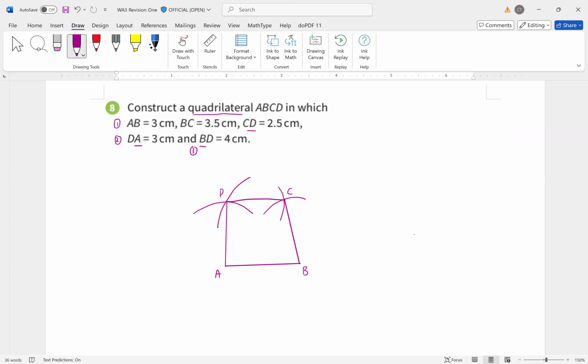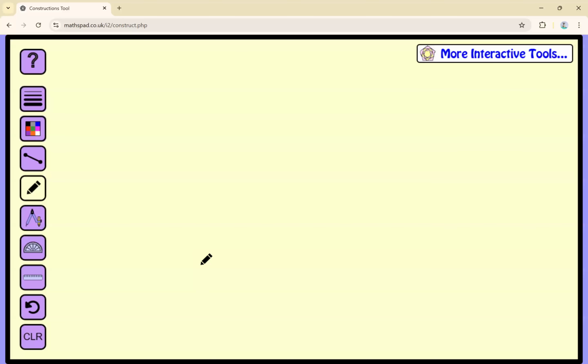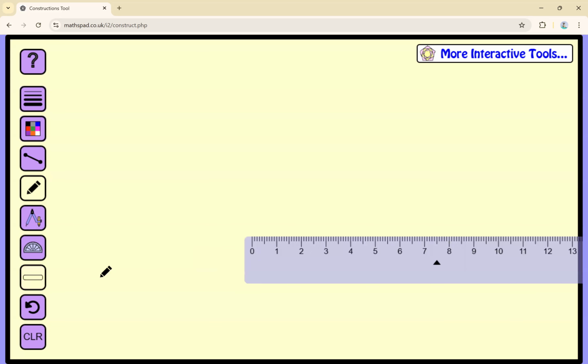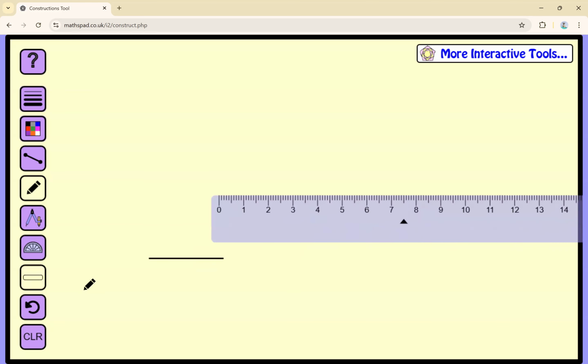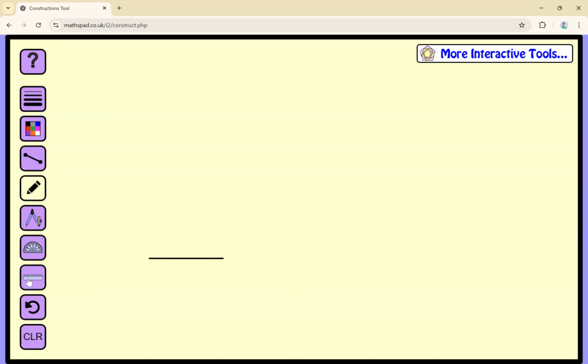Let's draw it accurately using the construction tool. Let's go back, share, clear. Let's start with AB equals to 3. So ruler out. Take your ruler here, then draw a line 3 cm from here to here. This one is a bit small. It's not good if the lines given are too small. It's very hard to use the compass. Then DA equals to 3. So this one is AB.